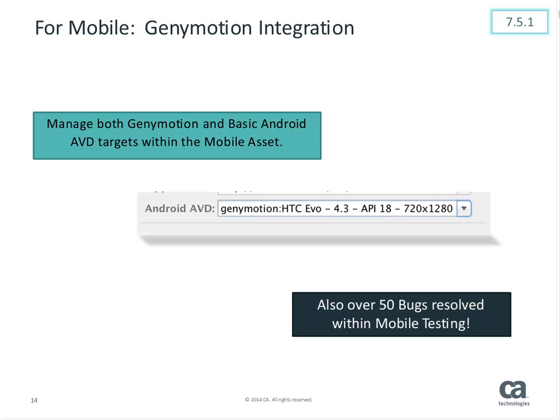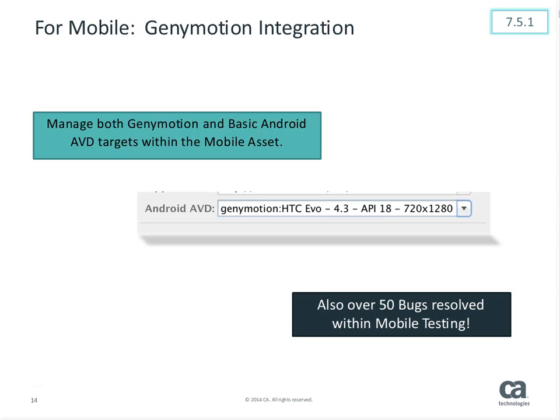So in your asset, you can have a Genymotion item like this HTC Evo phone that I have, or I can have that same HTC Evo phone within my standard AVD catalog. So I can tell LISA or CA Application Test which of those physical assets I want to go after.